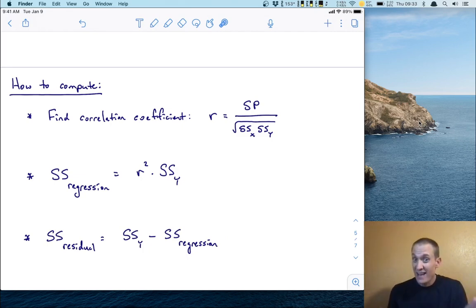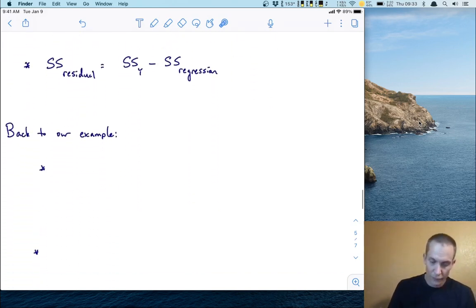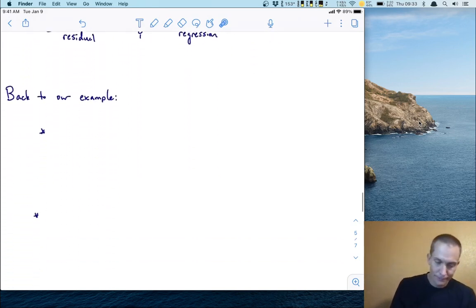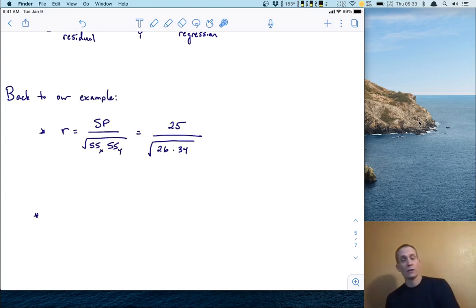So that's enough of that. Let's go and actually do it and see how it works. So let's go back to our example. First of all, we need to find the correlation coefficient. Okay? We've already done most of the work. This is not too hard.